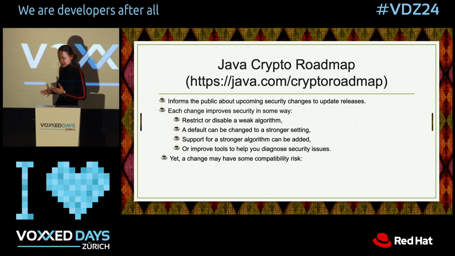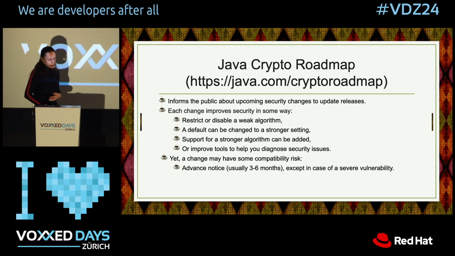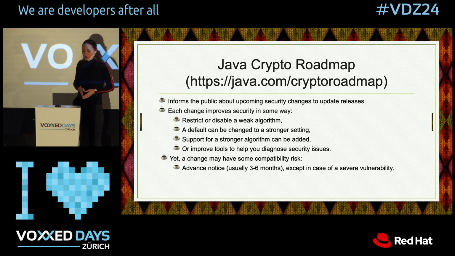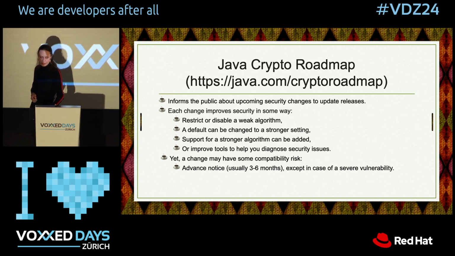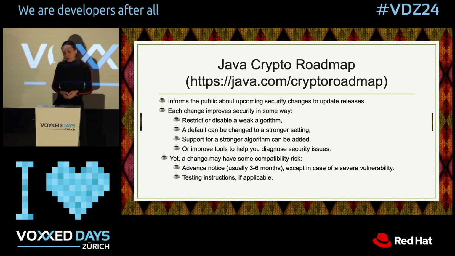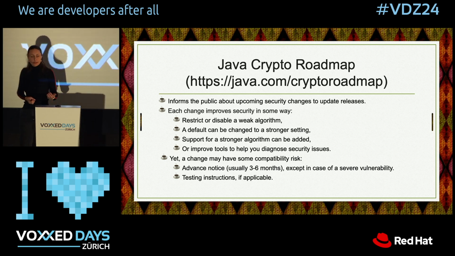Yet, you've probably seen that changes come with compatibility risks. So when this kind of change is being proposed, it's not proposed just as "that's going to happen." That change also comes with a notice, usually 3-6 months, and testing instructions if needed, so a way for you to detect whether it is going to work in your case.